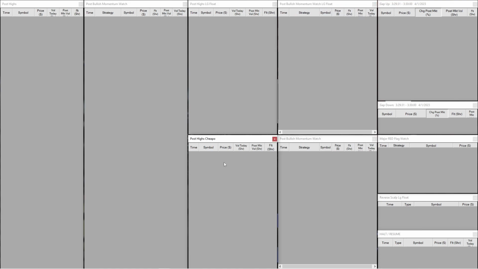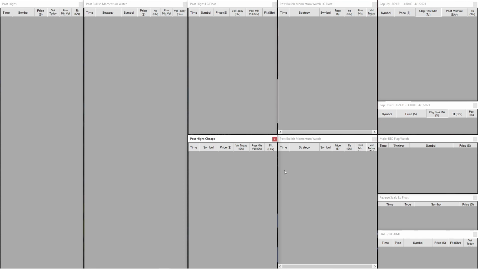Below that, we've got the post highs cheapo. So you guys know cheapo. Again, cheapos are stocks I consider under $1 to be a cheapo name. So anything under $1, you're going to see on this list. If it's starting to get new highs, you'll see it on this list. If you see it have volume, it should be on this list.